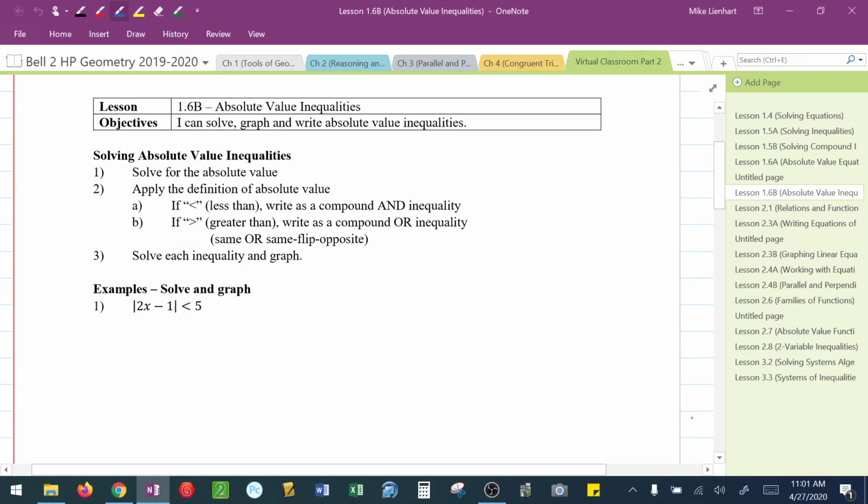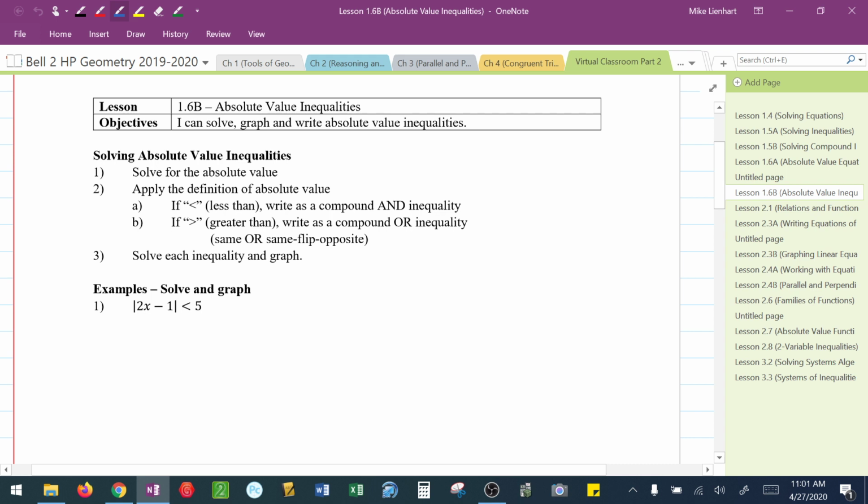This video is about absolute value inequalities. All right, and we're going to focus on how do you solve, graph, and write absolute value inequalities. So our steps for solving are pretty simple. We're going to solve for the absolute value. Remember, that means that we're going to have two inequalities in this case.